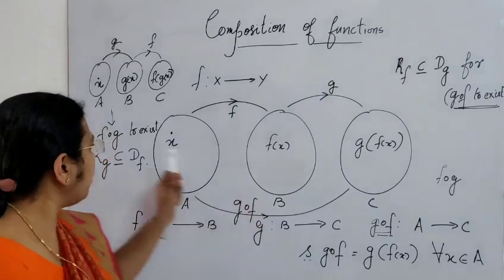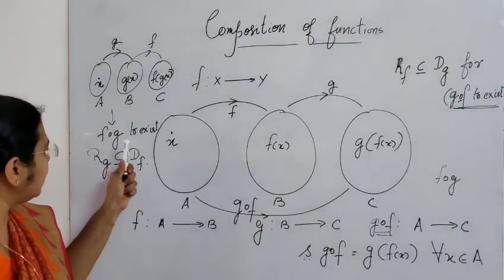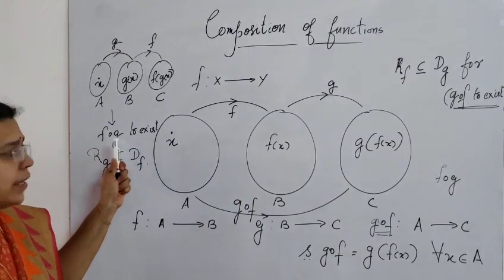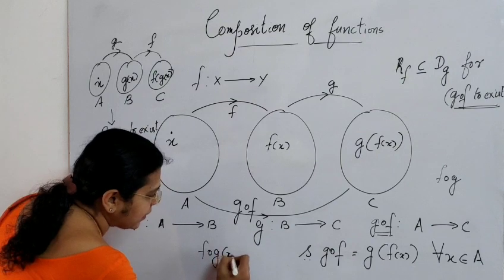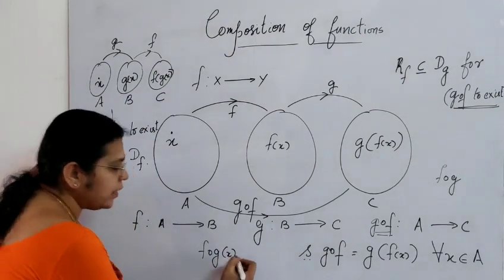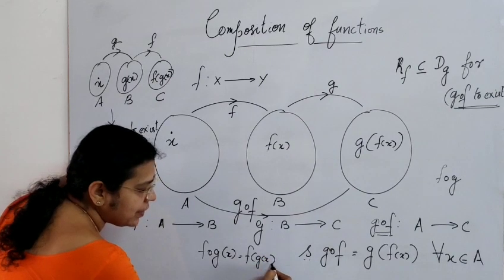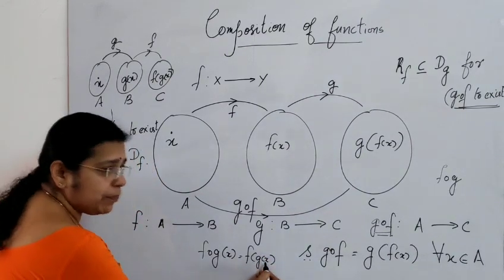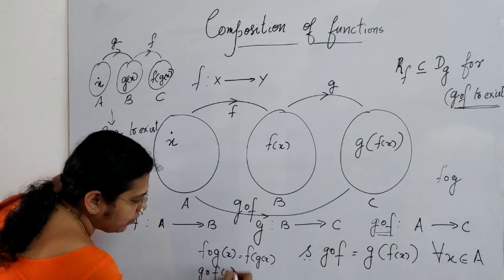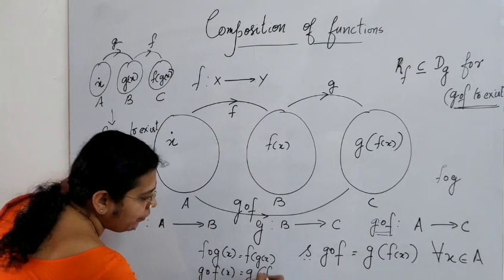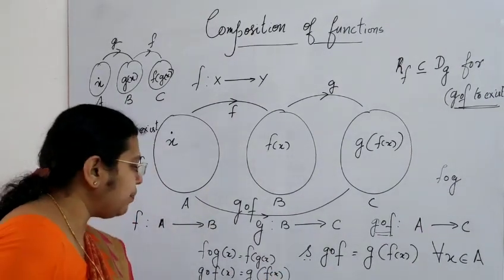So this is GOF, and what about FOG? FOG means which is the function that is acting first? It is the extreme right one, right? So whenever you write FOG of x, G of x is what is acting. This is exactly the same as f of G of x. So G of x is the function that comes first, and then we apply f on it. Now GOF of x, what does that mean? G of f of x. F of x is the first function that we take, and then we apply g on it.